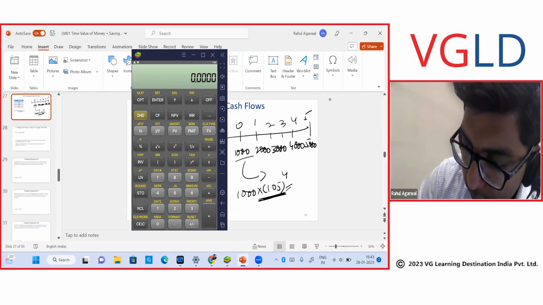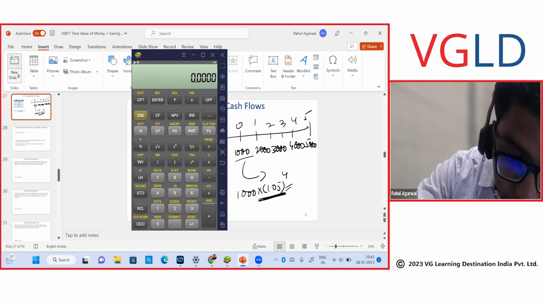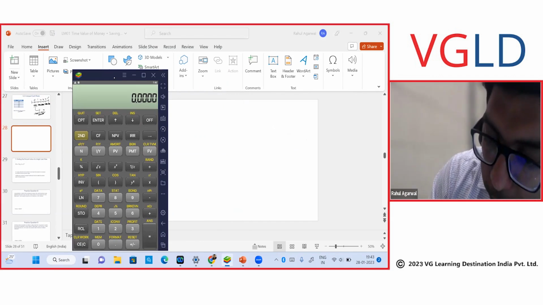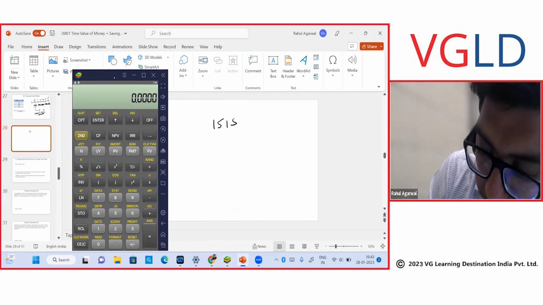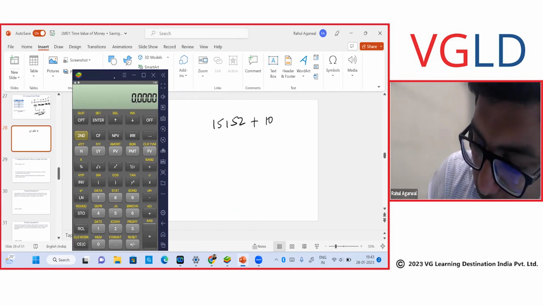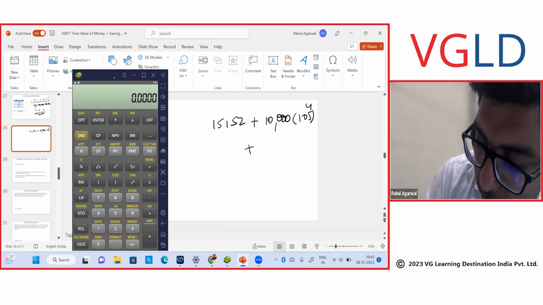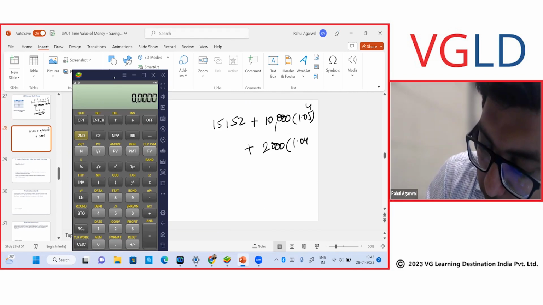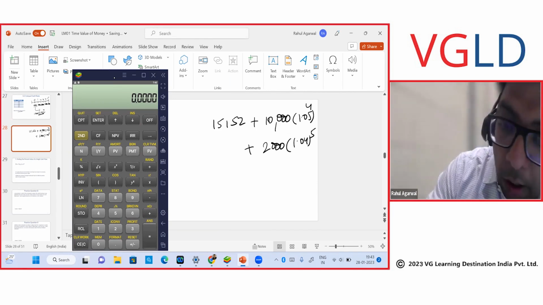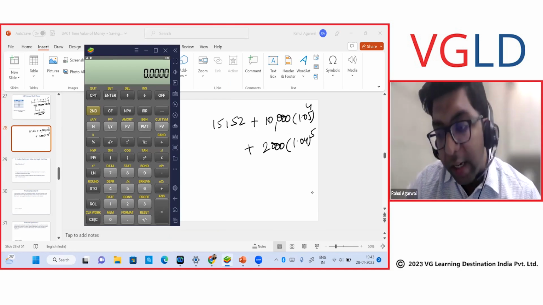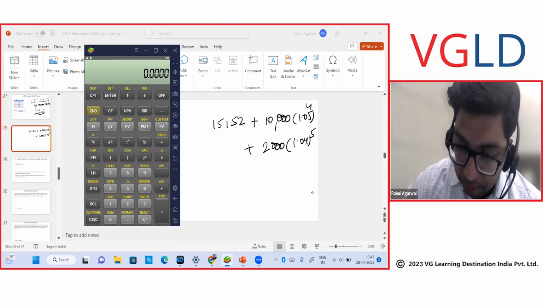This is an interesting trick. Let me just show. Suppose I write 15152 plus 10,000 into 1.05 to the power 4 plus 2000 into 1.04 to the power 5. Now, one way to do is calculate all the 3 numbers, write those numbers, and then add them.